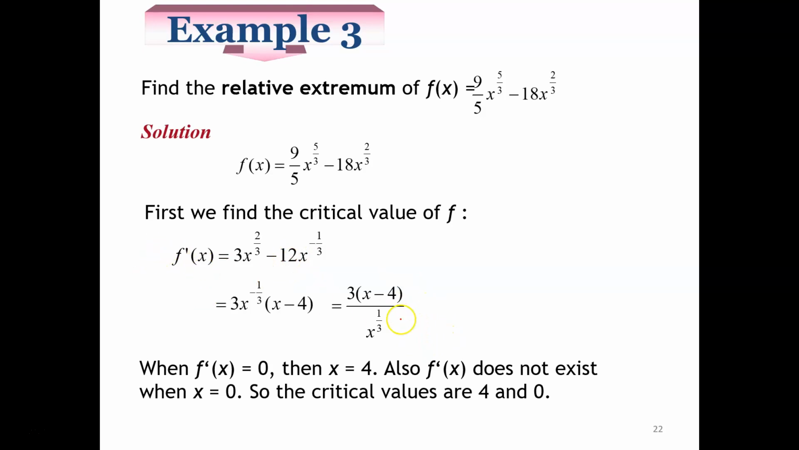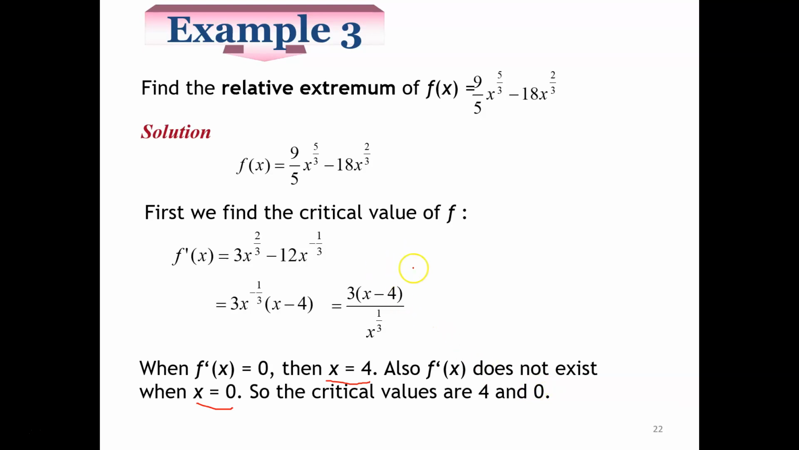You already found this one, the first derivative. Then you equal it to 0. Then you get your x equal to 4. Also, f prime x does not exist when x equal to 0. So, there are 2. So, the critical values will be x equal to 4 and also x equal to 0.